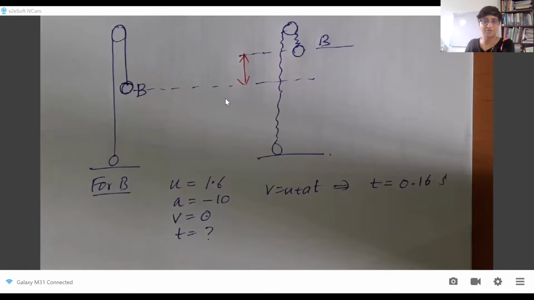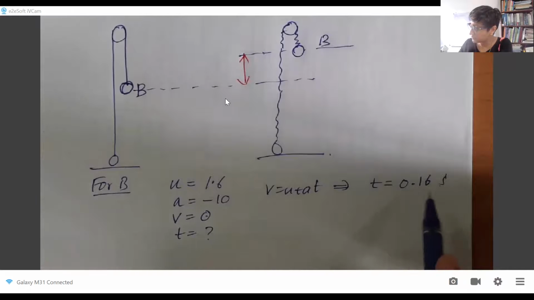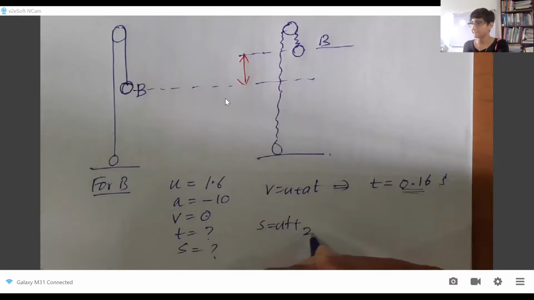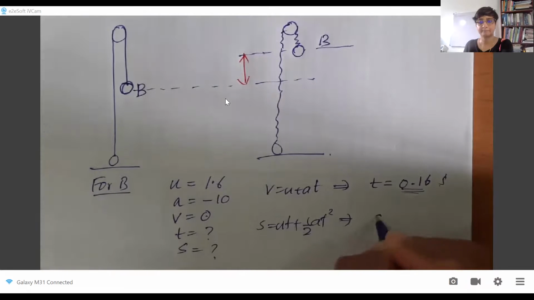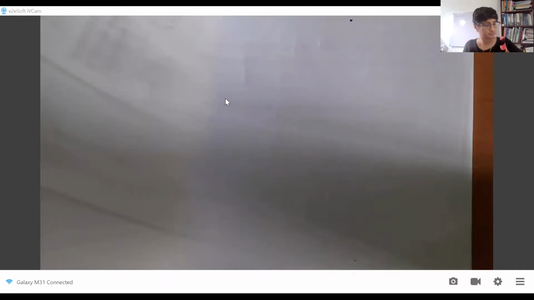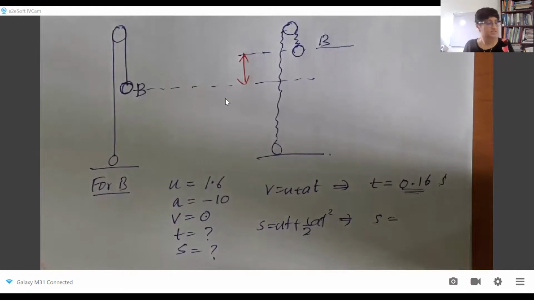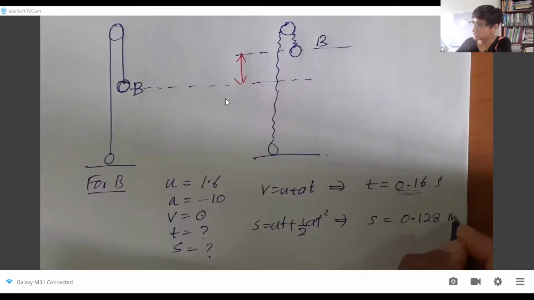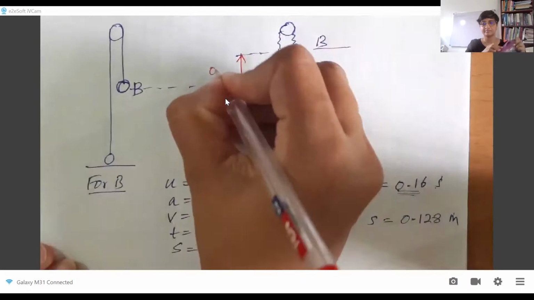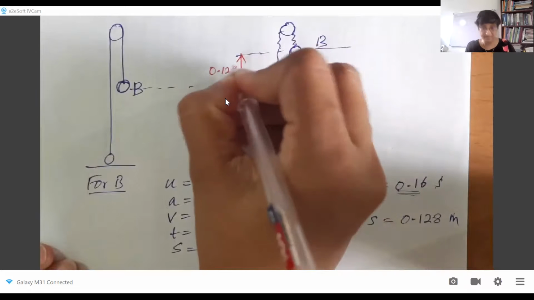Now, after finding this, I know I have to add that distance. So let us find that displacement S. What can I use? S equals ut plus half at squared, and find S. What's S there? 0.128. So did you get that? 0.128 meters. Oh, it is 128? Yeah. Kavidi, that's the next part.